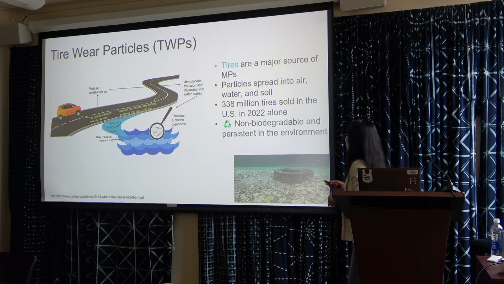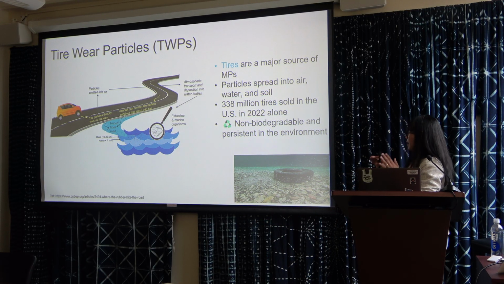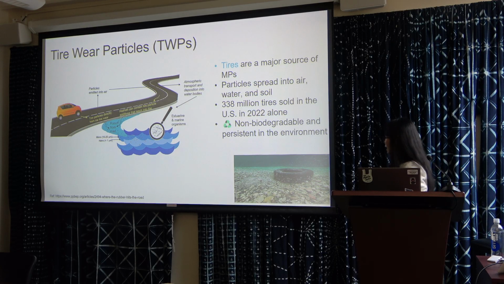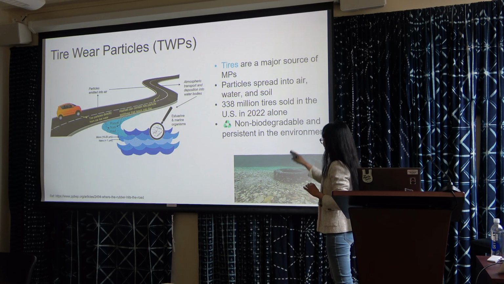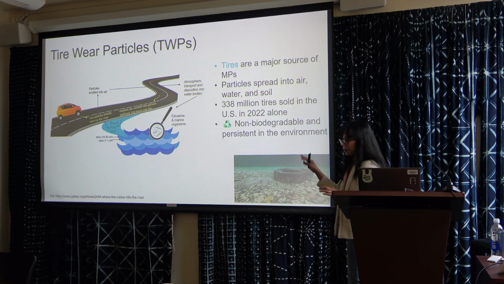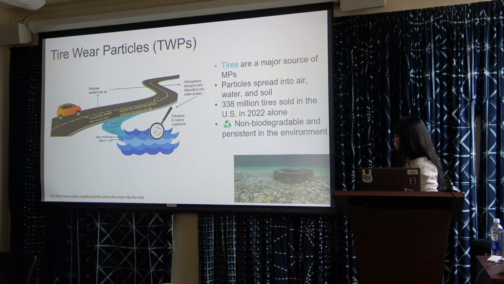So tires are a major source of microplastic, and they can spread into the air, water, and soil, just like microplastic. In the USA alone in 2022, 338 million tires were sold. And these particles are also non-biodegradable and persistent in our environment.